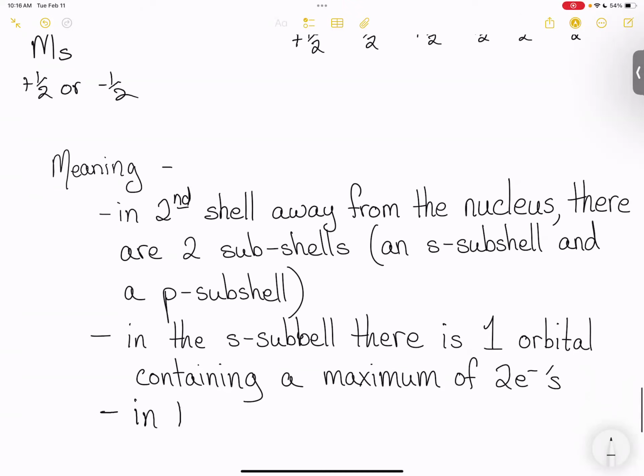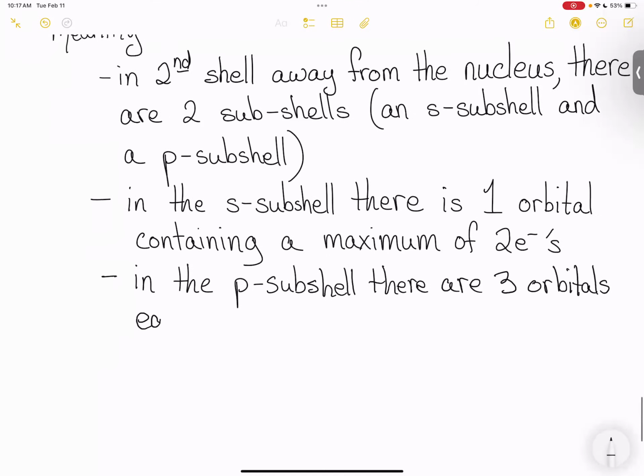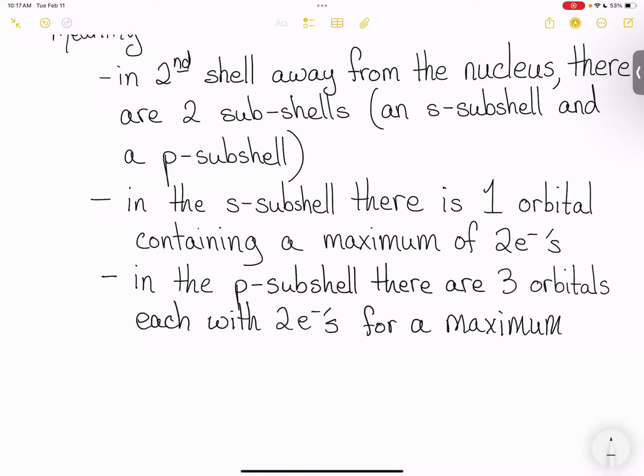In the P subshell, there are 3 orbitals, each with 2 electrons, for a total of 6 electrons in the P subshell.